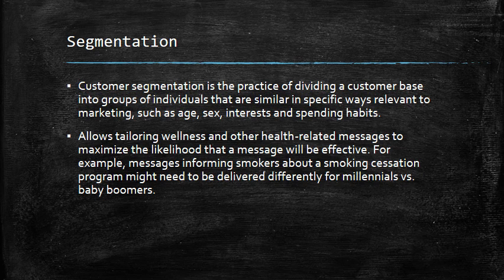In healthcare, it's related to getting messages about wellness or other health-related information to maximize the likelihood that the message will be effective. For example, if you want to get through to smokers about a new smoking cessation program that you would like them to participate in, that message may have to be delivered differently for millennials versus baby boomers. Certain groups may want a brochure in the mail that they can sit down and read. Others don't want anything longer than a simple text or a tweet.